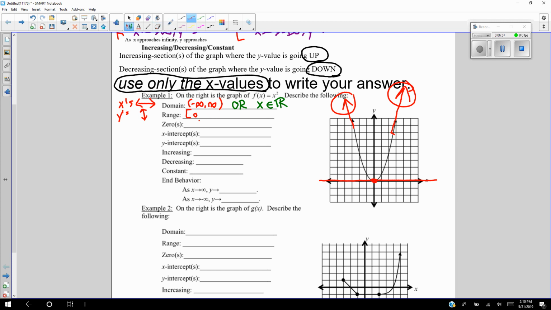So interval notation for this one goes from 0 to infinity. Again, interval notation is what I prefer, but you can also, if you're comfortable with set builder notation, use that, except this is range, so we're not going to use x, we're going to use y.